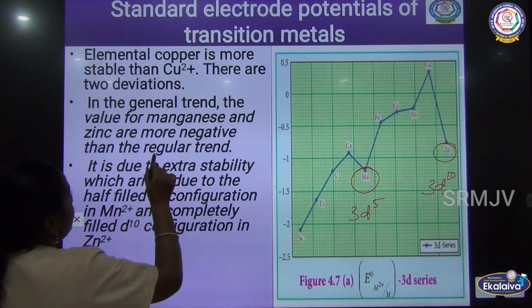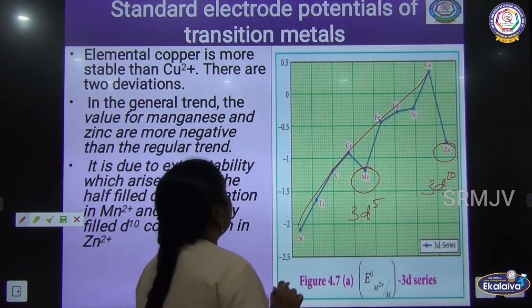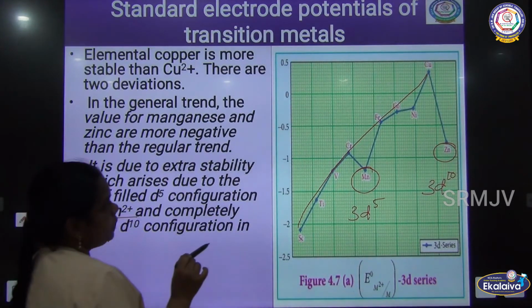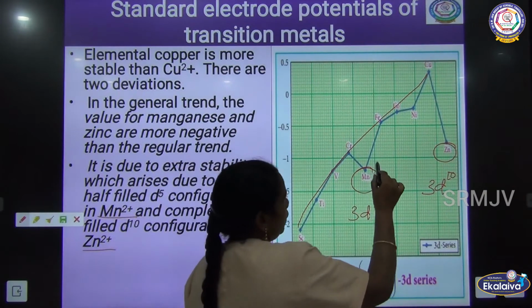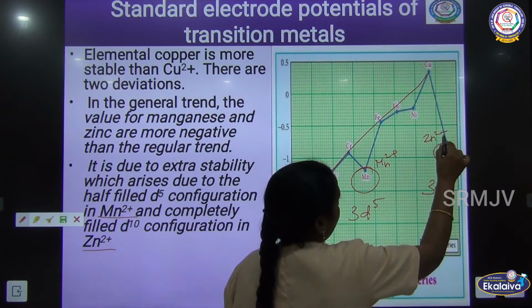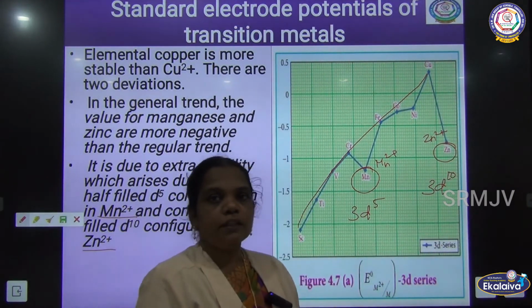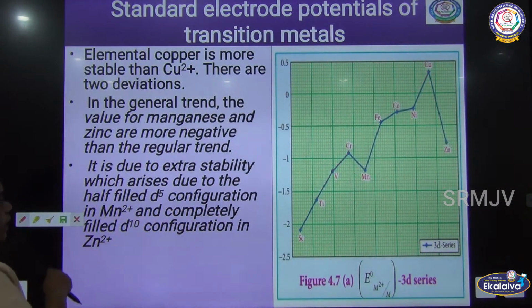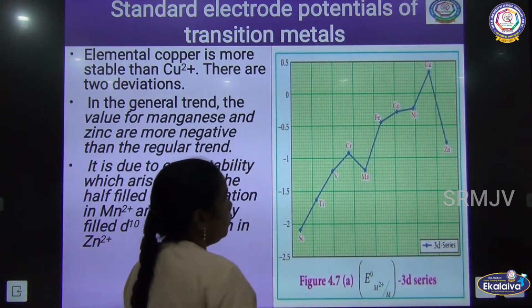Here you can see the regular trend of the reducing property, but due to Mn2 plus and zinc 2 plus ions, after losing electrons they show extra stability. In this way, there is a variation, a decrease in the reducing property.